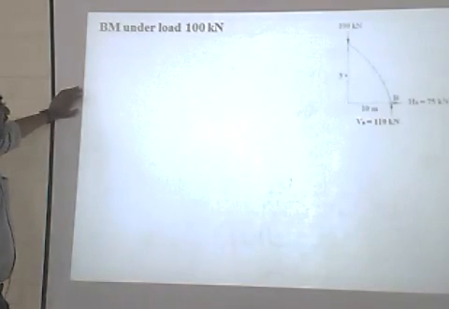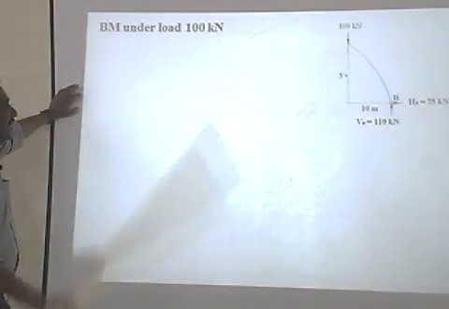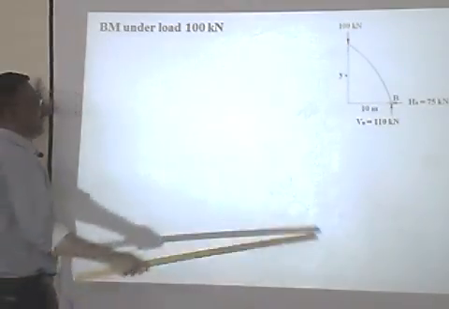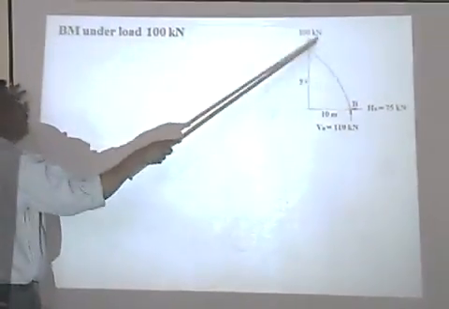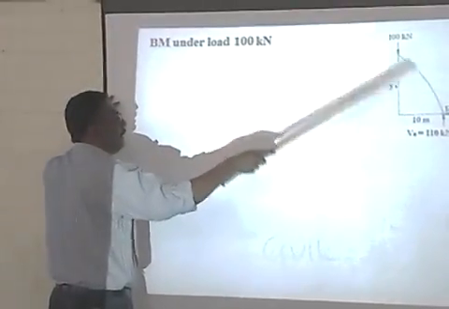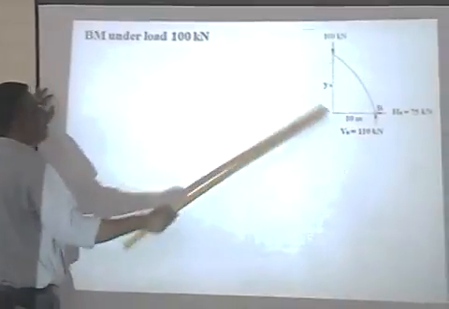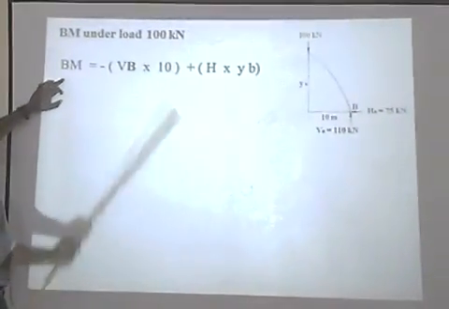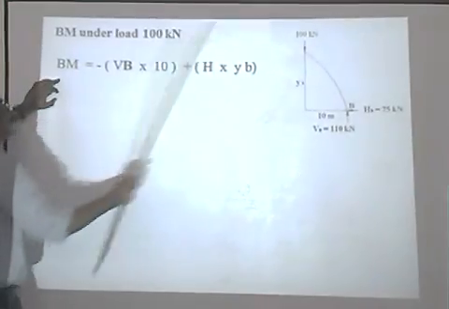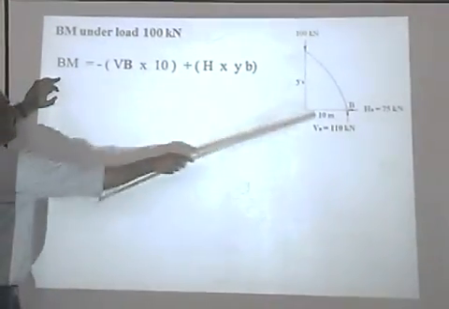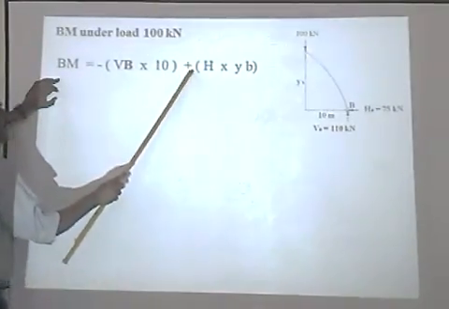Now we have to find the bending moment at 100 kilonewton. So let us take the right part. On the right-hand side, we have the vertical reaction VB and the horizontal reaction. We have to take moment about this point, so we include this distance and this distance. In the moment equation, VB makes an anti-clockwise rotation, so negative sign. The VB distance is 10 meters, and H makes a clockwise rotation, so it is given positive sign.